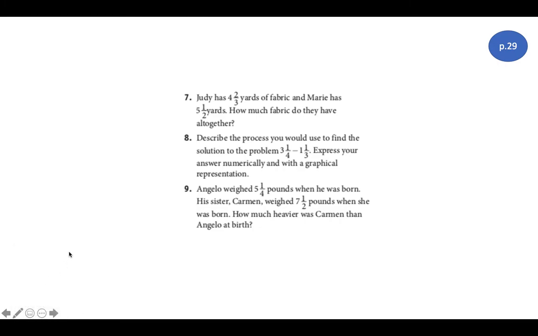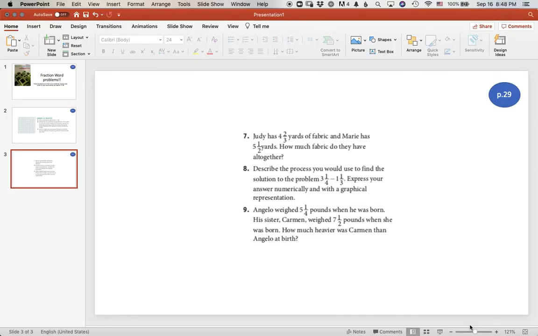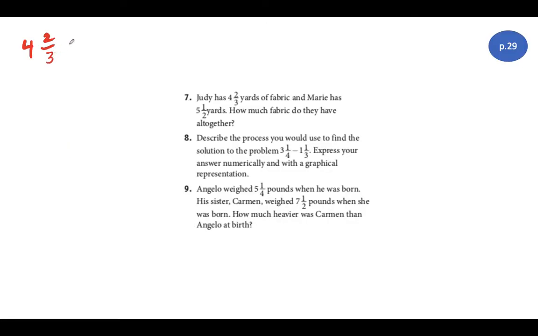There we go. Another way to do this is to say, I'm going to take that 4 2/3 plus 5 1/2, and I'm just going to make them both improper fractions. So 4 whole yards of fabric times 3 would give me 12 pieces of fabric that are 1/3 of a yard plus 2 more. So 4 times 3 is 12 plus 2 is 14.